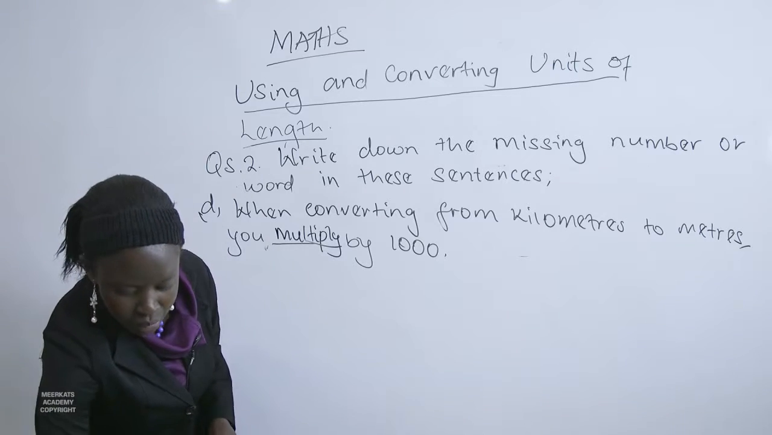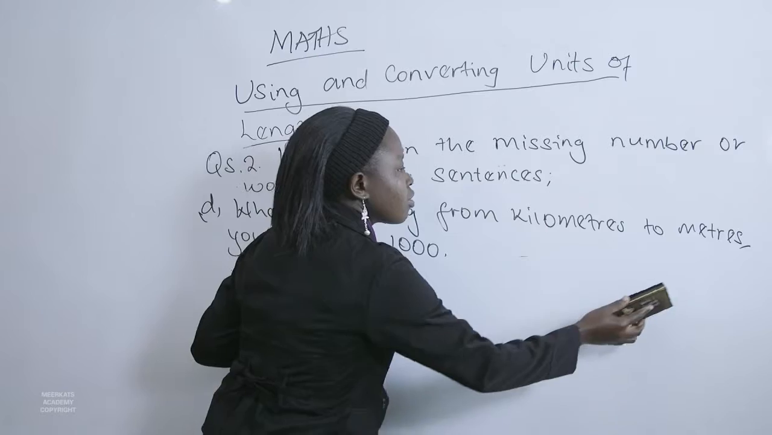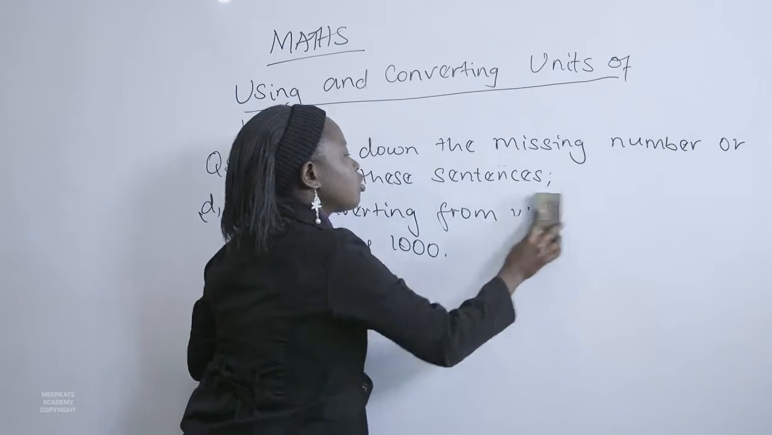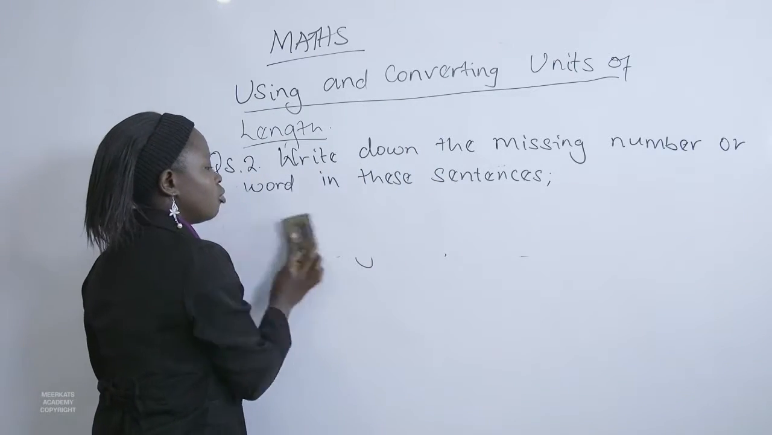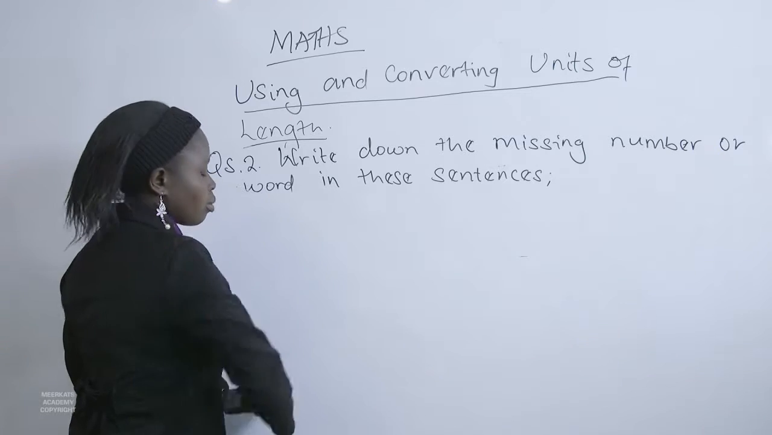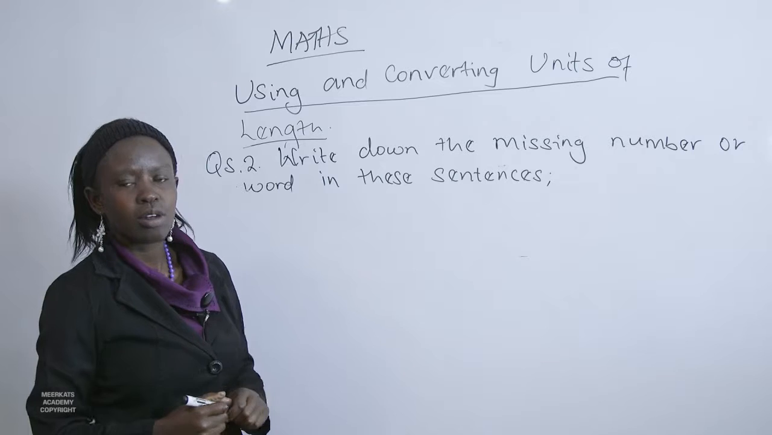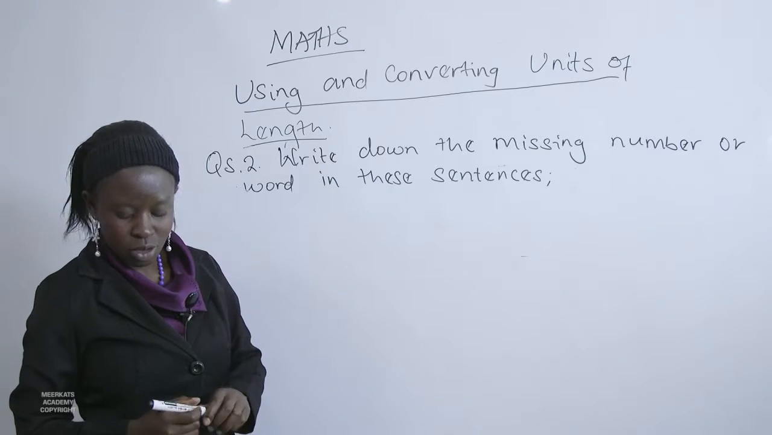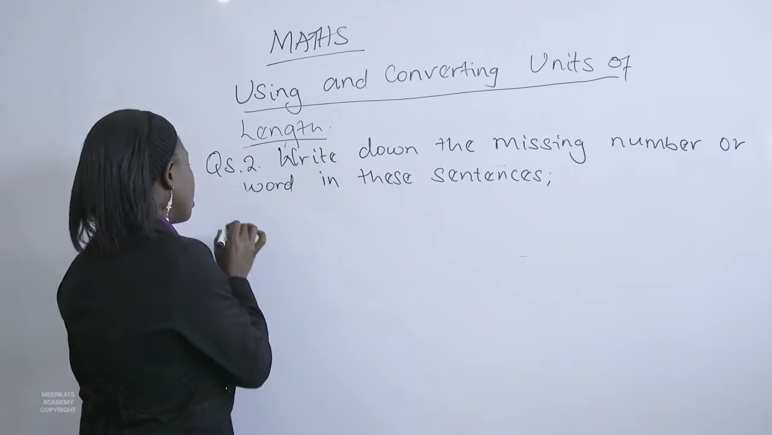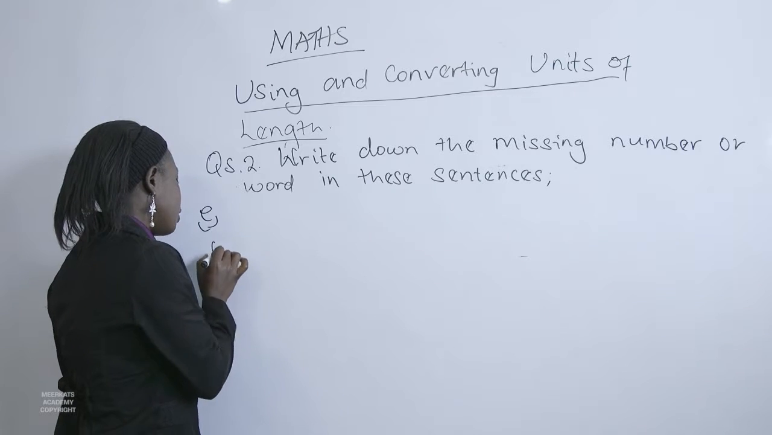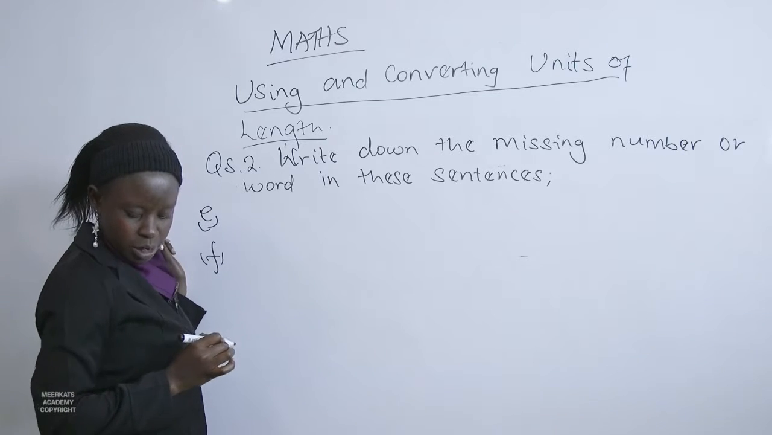So the last two questions are just the conclusions of whatever we've been talking about. We've been talking about converting from a larger unit to a smaller unit and converting from a smaller unit to a larger unit. So this question is simply elaborating what we are talking about.